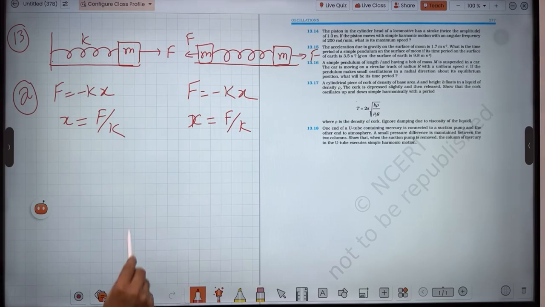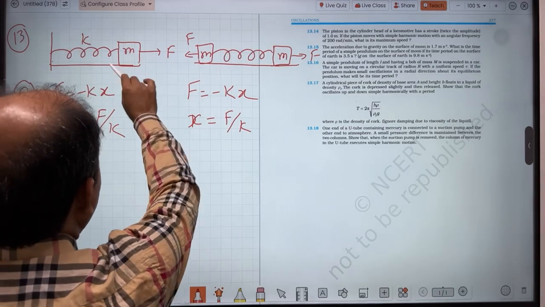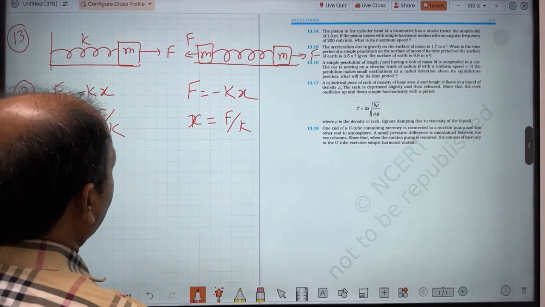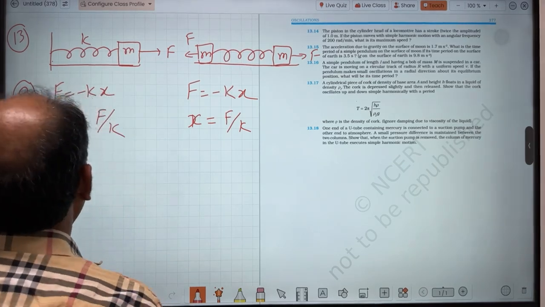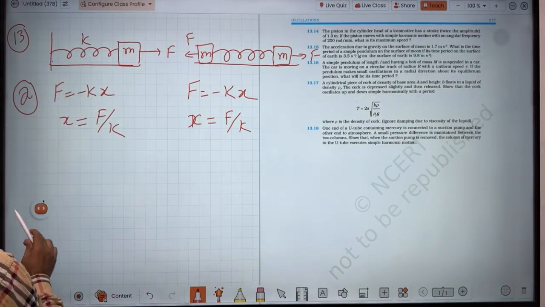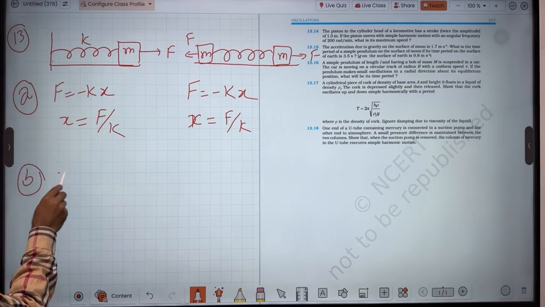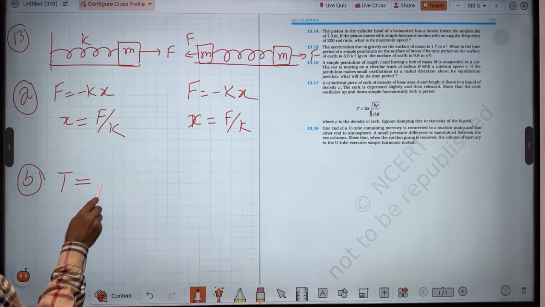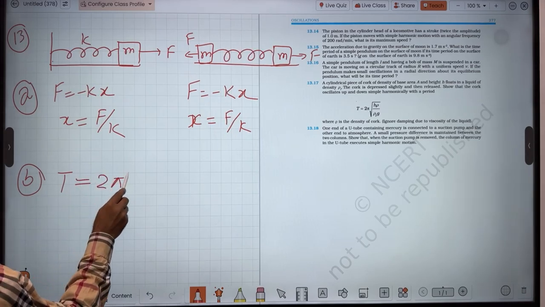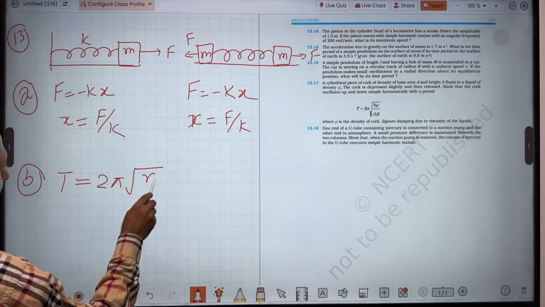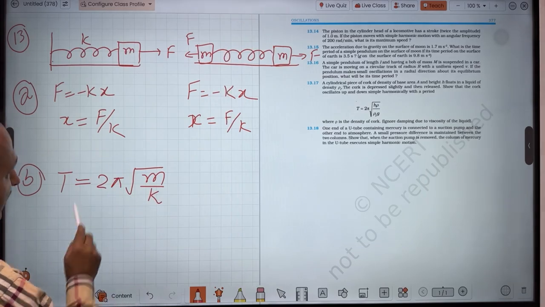Now, the second situation says if these masses are released, in that case, what will be the expression for time period? So in the first case, the expression for time period will be T equal to 2 pi root M upon K.